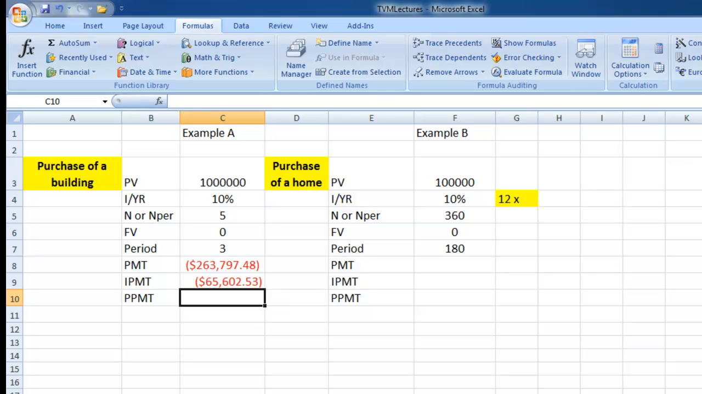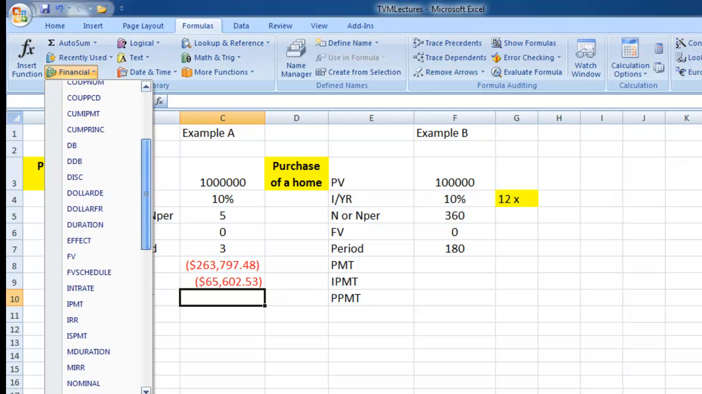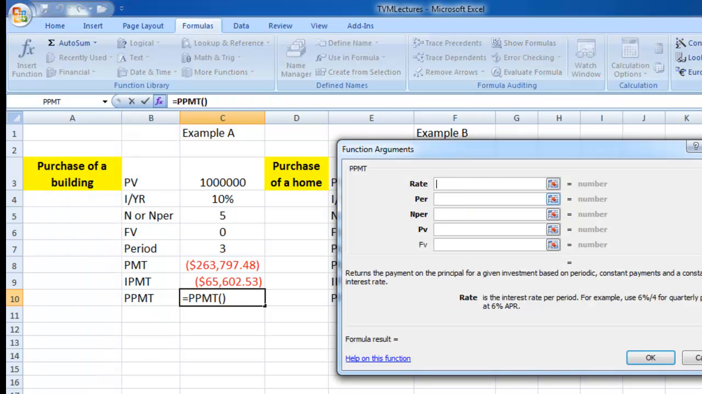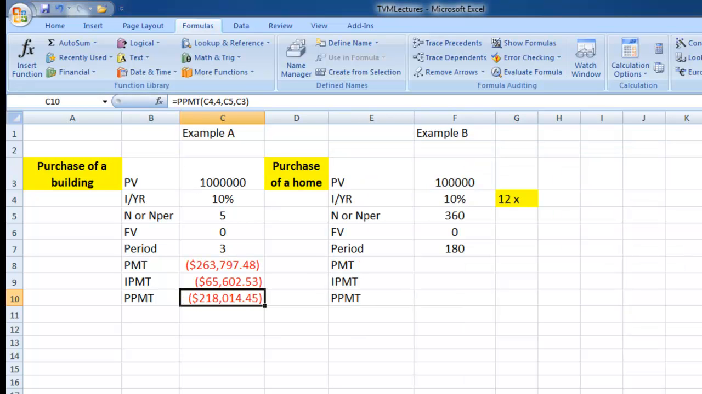So let's find the principal for a different period. Let's say we're looking for the principal on the 4th period. Formulas, Finance, and we're going to find the PPMT, and of course the rate is 10%, and I'm going to be looking for the 4th period, and I'm going to have 5 periods, and I'm starting with 100,000. It's going to tell me how much principal went on the 4th payment.